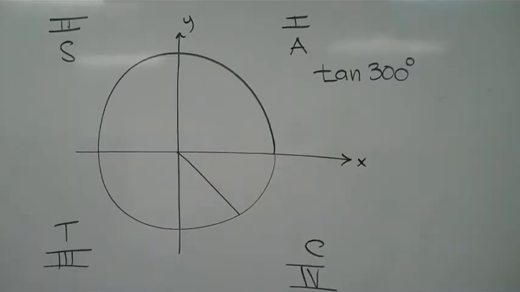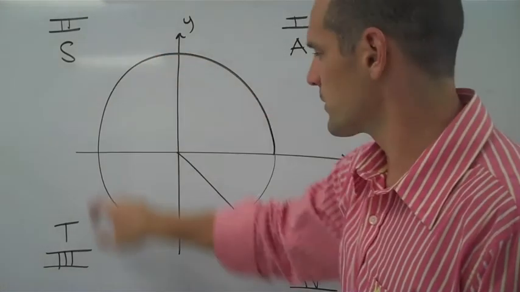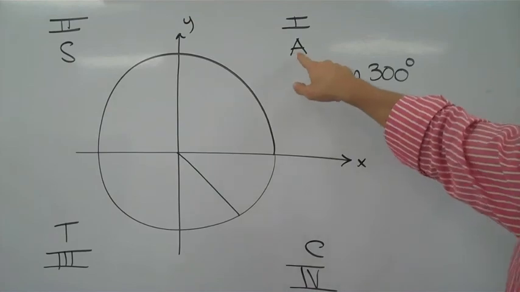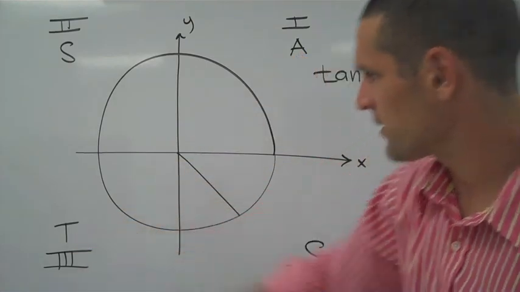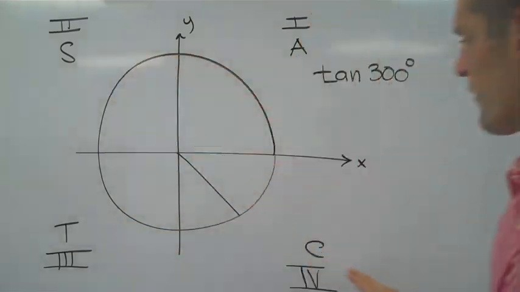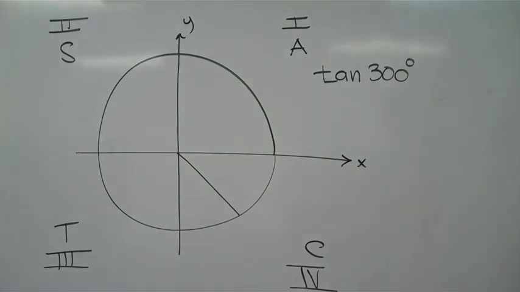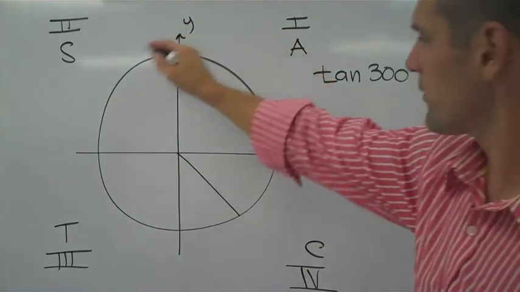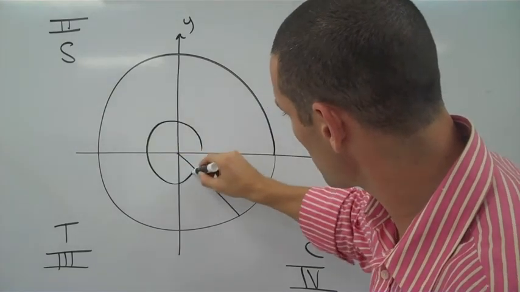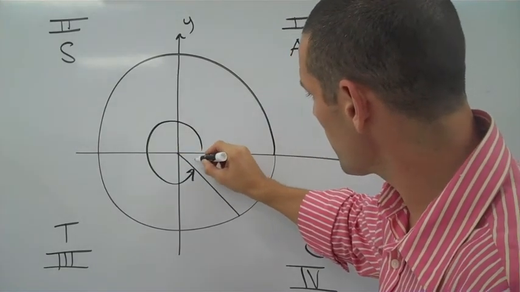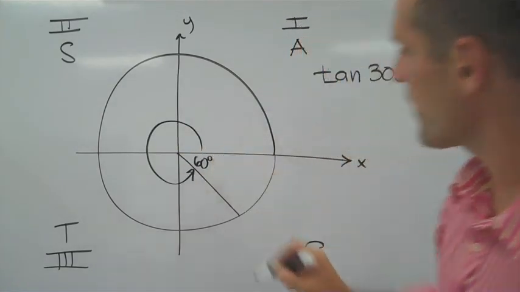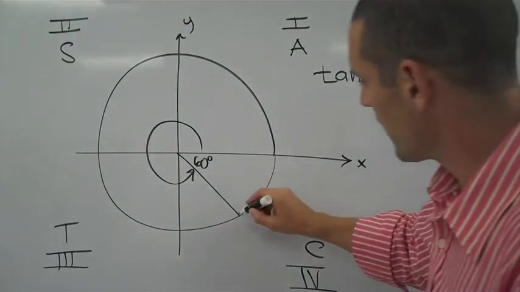Let's now consider tangent of 300 degrees. We know all students take calculus. Tangent is positive in the all and the tangent region. So in quadrants 2 and 4, we have a negative tangent. If we're talking about 300 degrees, this angle here is going to be 300. Well, then this angle here is 60, because we know we have 360 degrees in a circle.